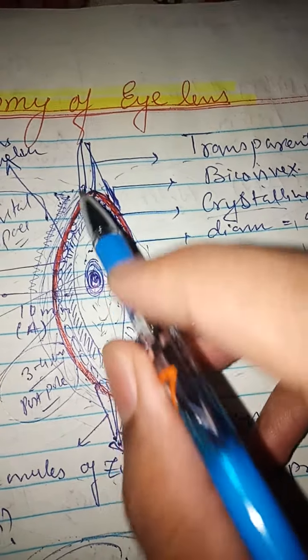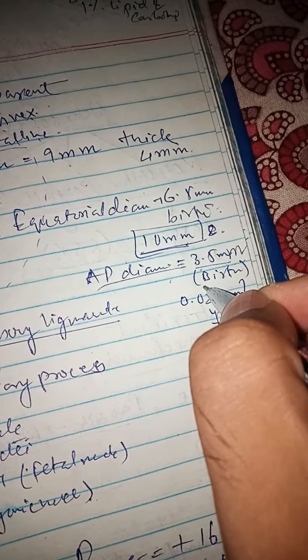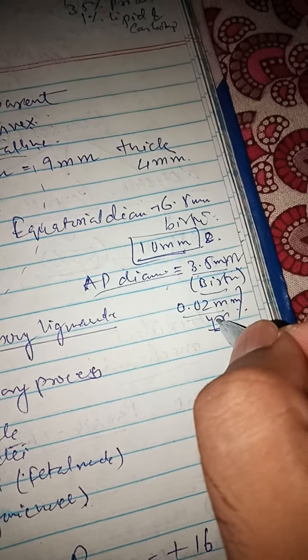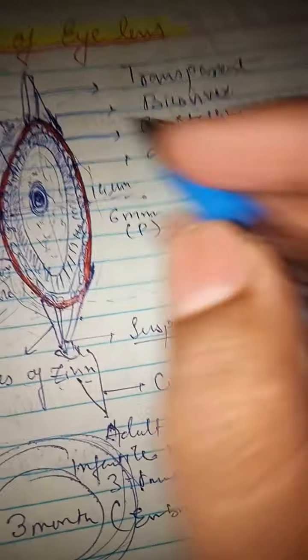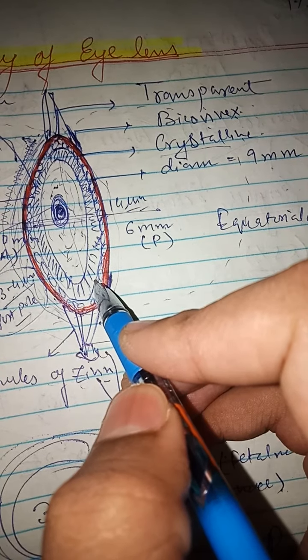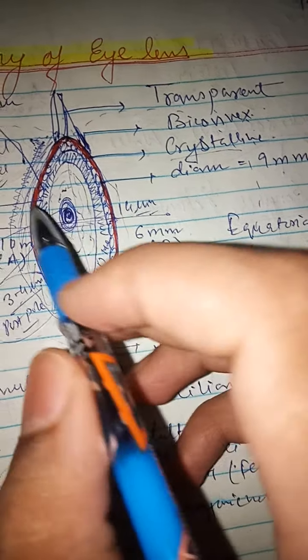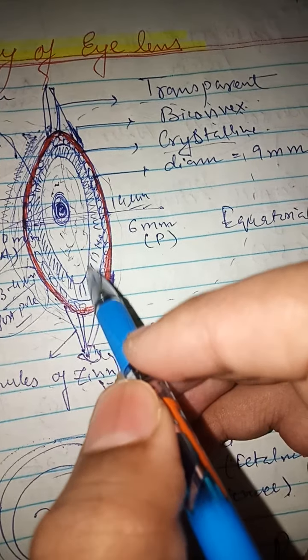A biconvex, transparent crystalline structure which has two diameters. The anterior diameter is 3.5 millimeter at birth and increases 0.02 millimeter per year. So this is the anterior diameter. This is the anterior surface. This is the posterior surface.